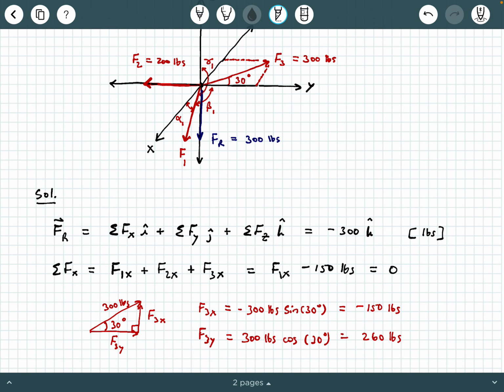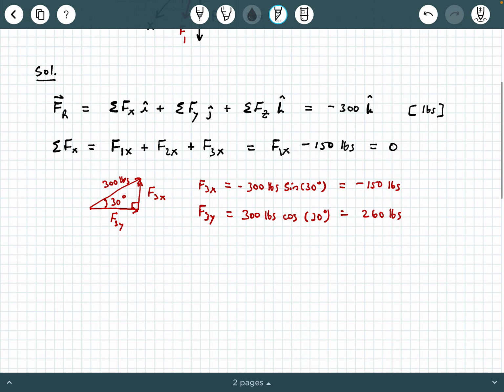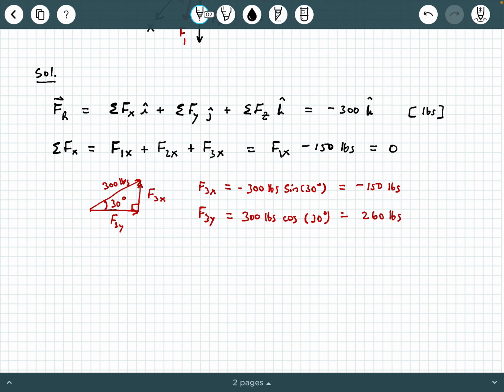With that said, I can immediately rearrange this and say F1x is equal to 150 pounds, okay? So now guess what I just figured out? I figured out the x component of F1, which is part of what I need to solve the problem. So what do we do next? Well, we're going to move on to the sum of the forces in the y direction, and of course that's going to give us the resultant y component.